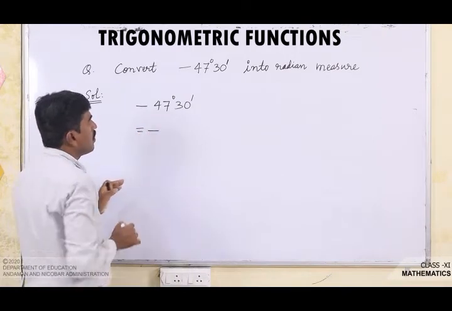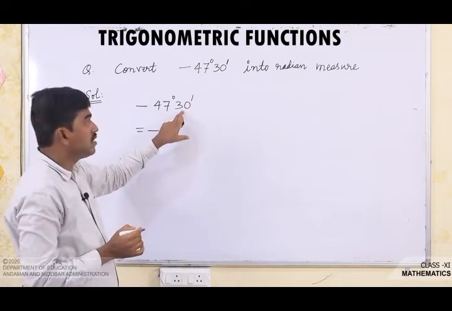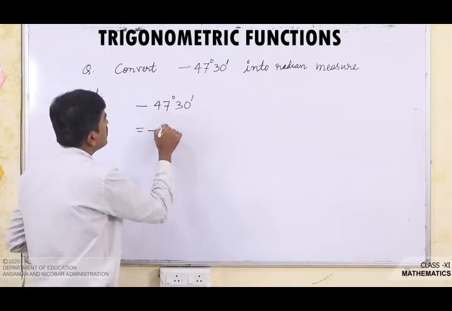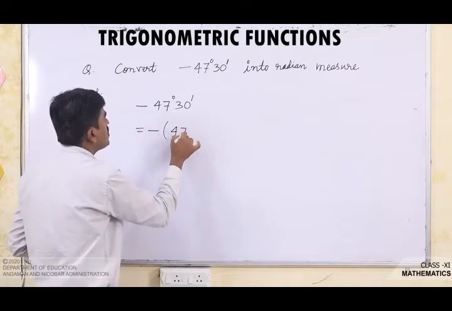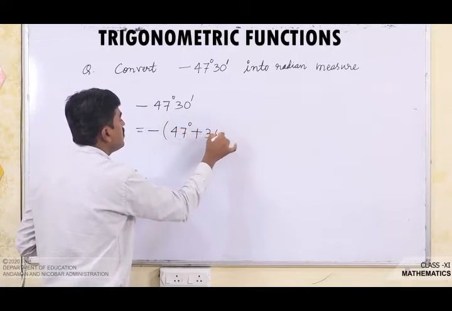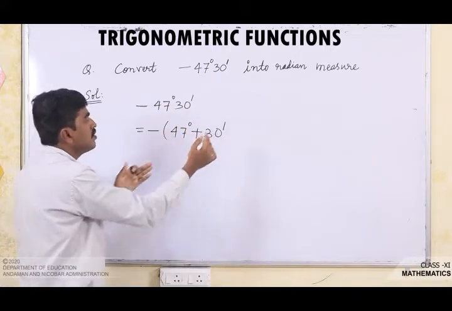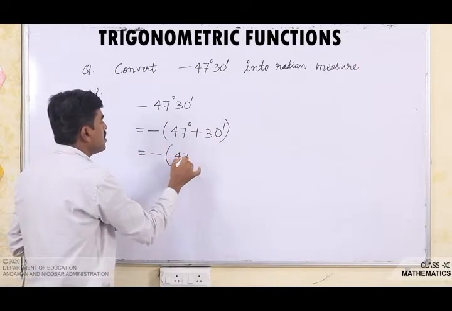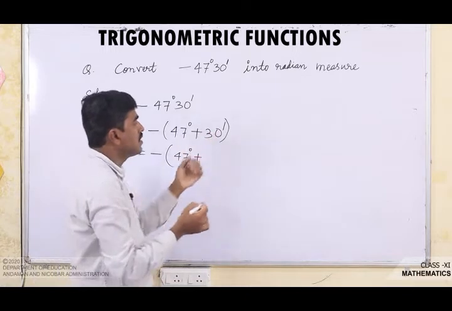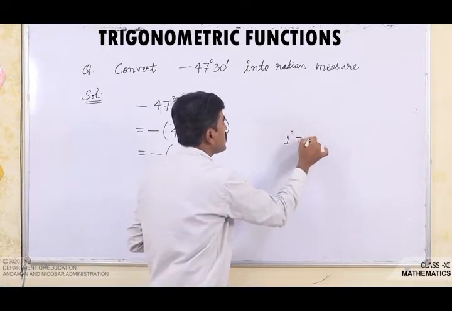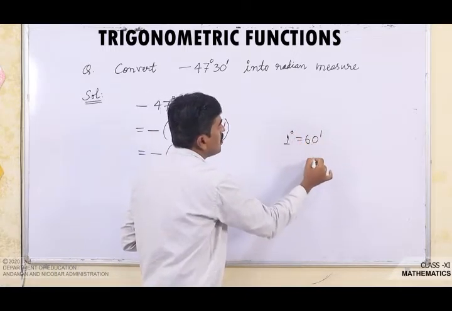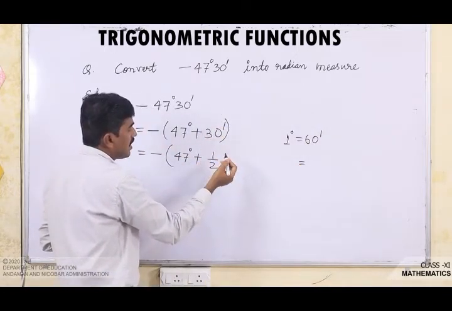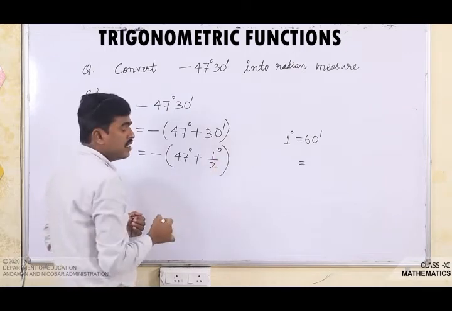So first of all, you see 30 minute is there, so we have to convert this 30 minute into degree. So it can be written as minus of 47 degree plus 30 minute. It is 47 degree 30 minutes, so we can write 47 degree plus 30 minute. So that is equals to 47 degree plus, what is 30 minute? We know that 1 degree is equals to 60 minute. So 30 minute, that means it is half degree. We can directly write it as half degree.